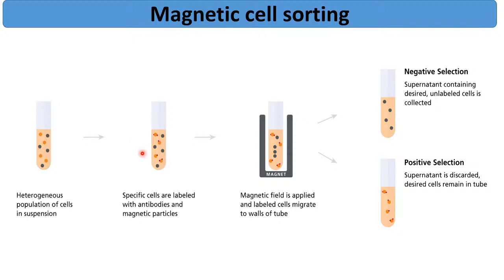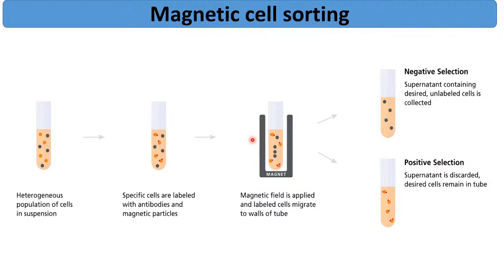So these antibodies will be binding all the cells which are expressing CD4 protein on their surface. In other words, you can say that these antibodies are binding to CD4 T cells. Now these antibodies are tagged with a small magnetic particle. So when you put this test tube in a strong magnet, what will happen? All the cells of your interest, like CD4, will stick to the wall because they are labeled with antibodies which contain small magnetic particles.